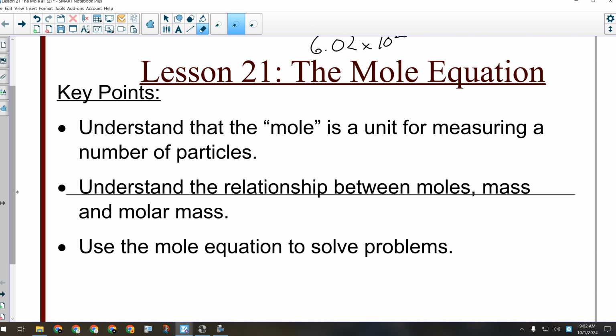But the things we're going to go over today, what's the mole? It's a unit of measurement. It represents a certain number. Okay, the relationship between moles, mass and molar mass, that is the mole equation, and we'll get to that eventually as well. Okay, and we'll use the mole equation to solve problems.